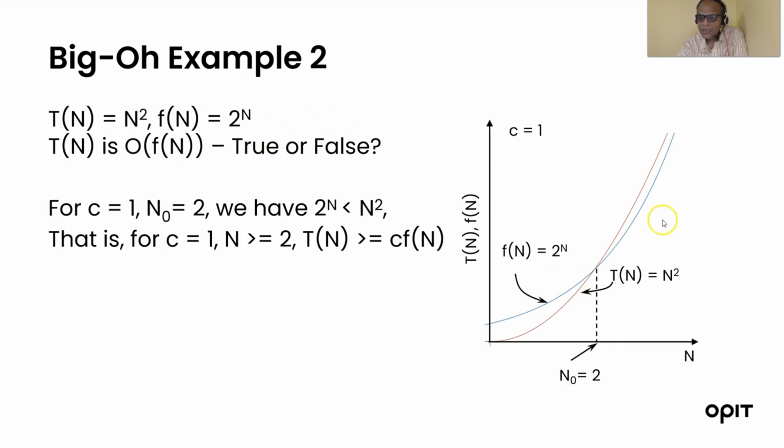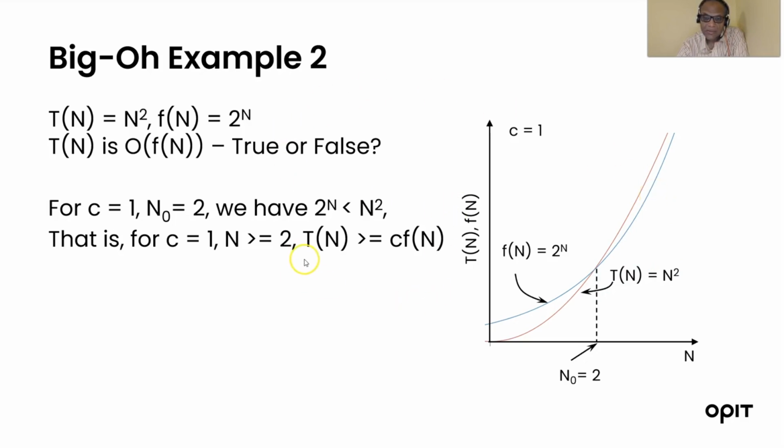So once again, we plot curves as before. We solve for the intersection point, setting c equal to 1. And if you solve this, you will see that these two curves intersect at n0 equal to 2. Okay. And if you look to the right-hand side of this, note here now, the red curve, T(n), is on top, and the blue curve, 2 to the power of n, is below it.